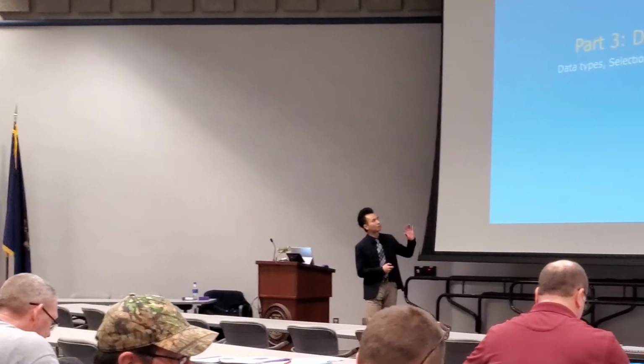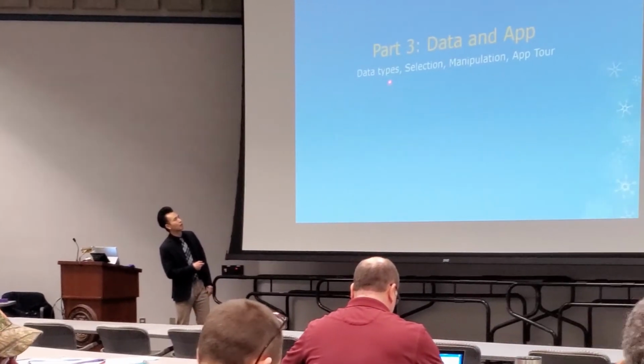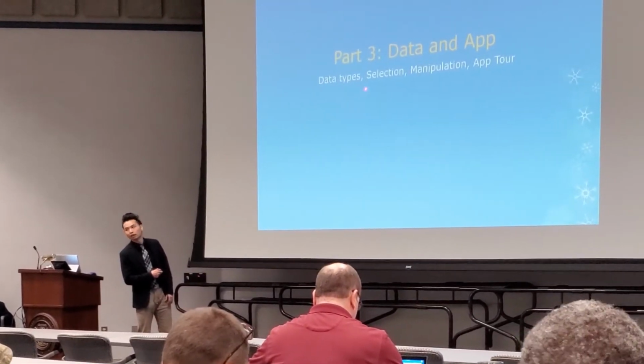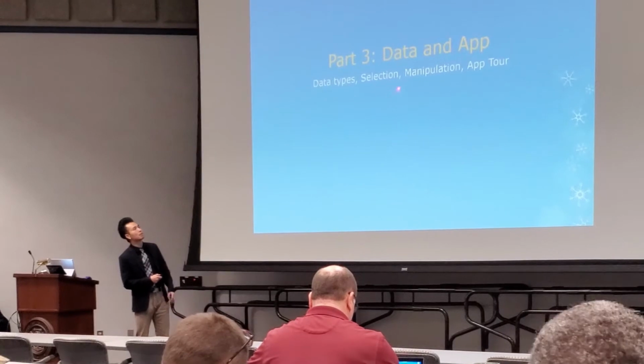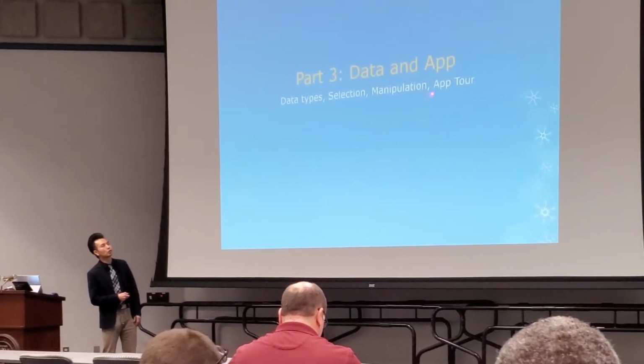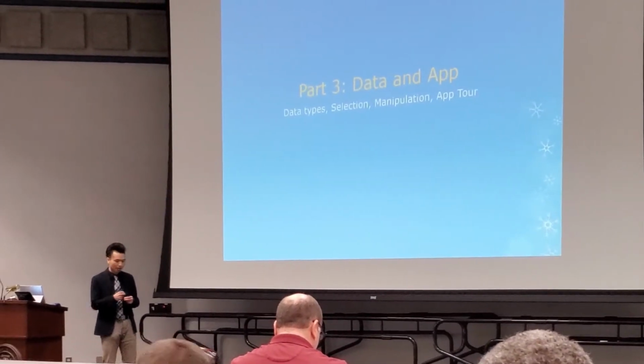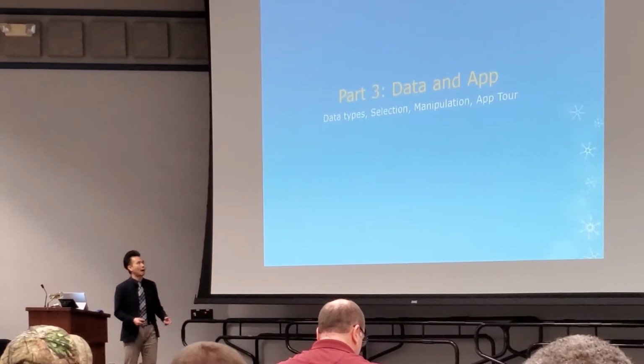Anyway, let's move to the third part, with data and the app. So we are getting from the brain to the body and the food for the functionality of a human being. And for data, it's part three. First, we will talk about data, data types, the selection of data, the manipulation of data, and then we'll go to the app. So we will have a tour of the app.